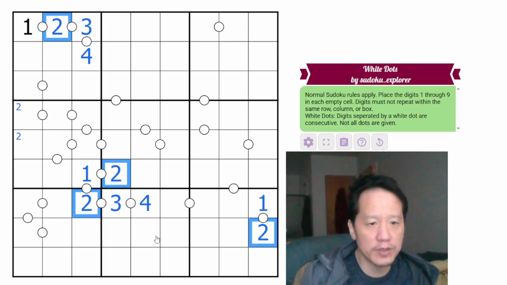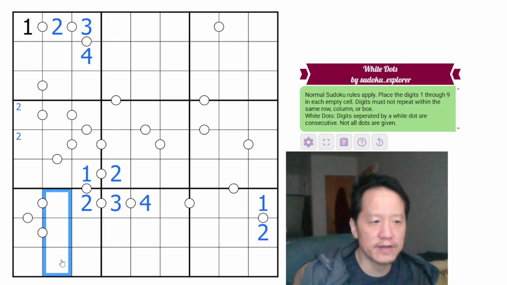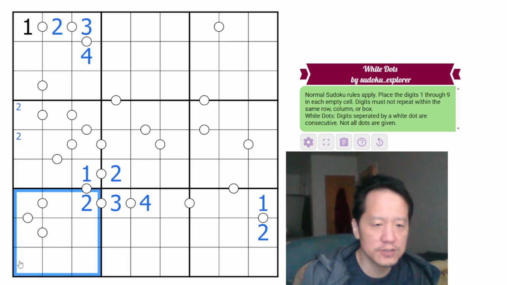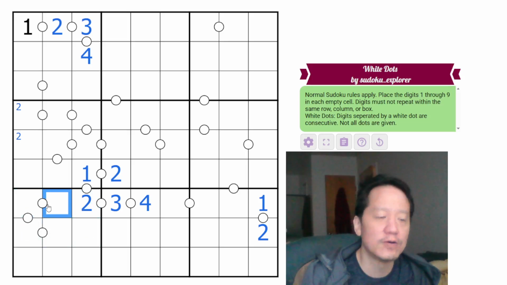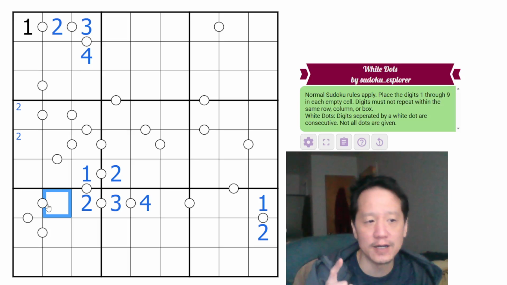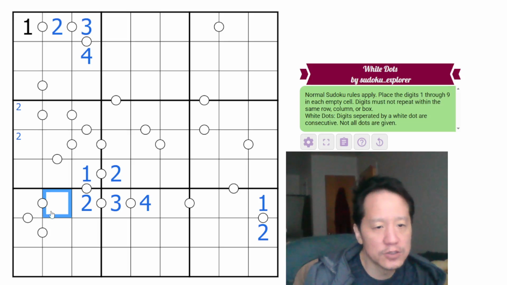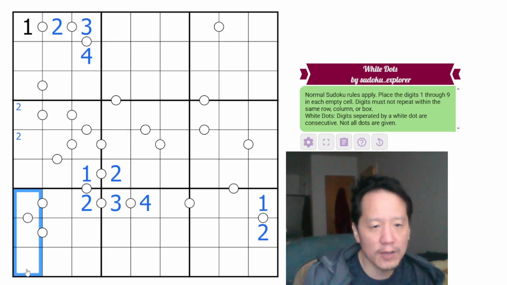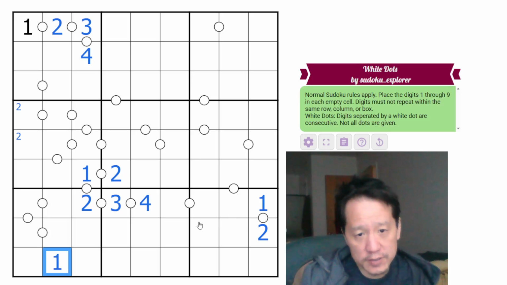Where else can 1 be? 1, again, if it's consecutive with anything, it would have to be with 2. But we already have a 2 in this box. So 1 cannot be next to a white Kropke dot that is consecutive with something in the box. So 1 cannot be any of these. 1 can't be here and here because of these ones. So this must be the only place for 1 in this box.